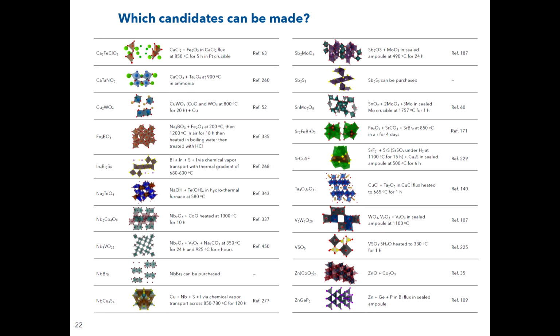Then we also asked our experimental colleagues very early on which candidates can be made, which materials can be made, and they went through the literature and essentially for each of the materials of interest determined whether or not there is an experimental recipe to make them, so that we can restrict our search to compounds that can be made.